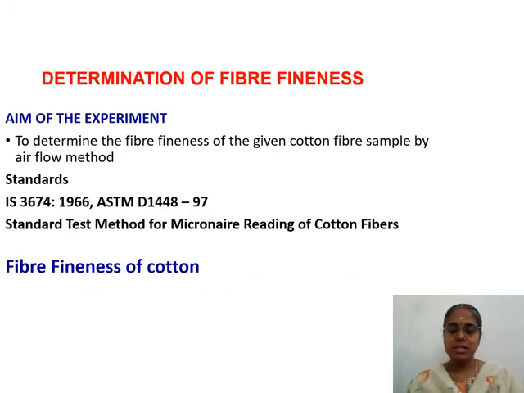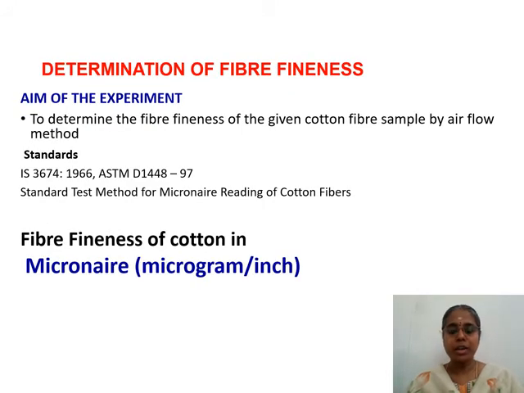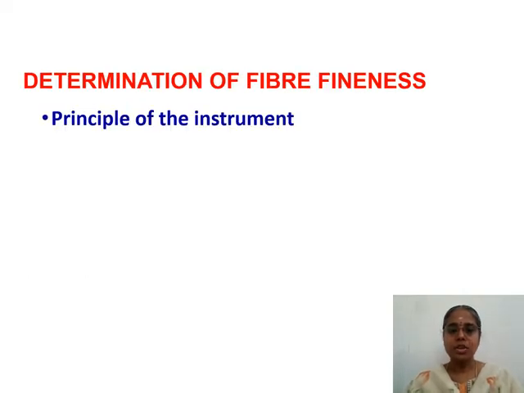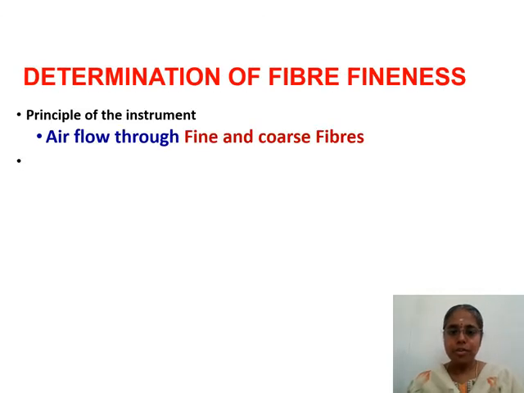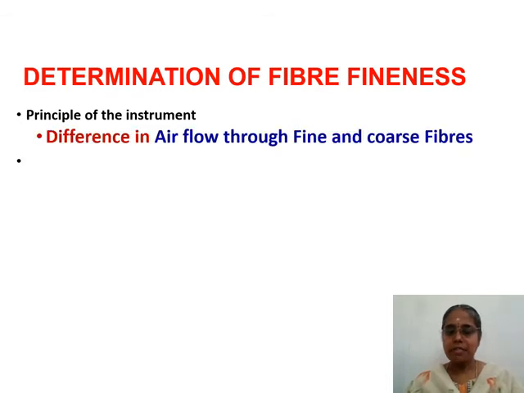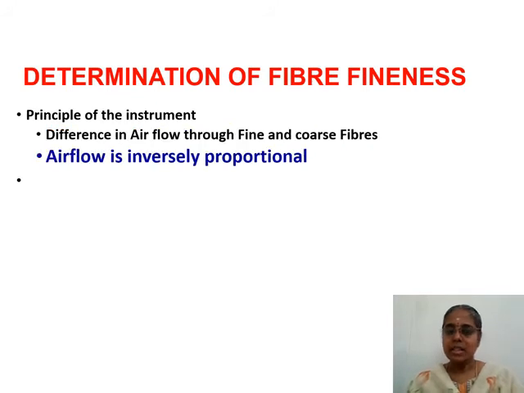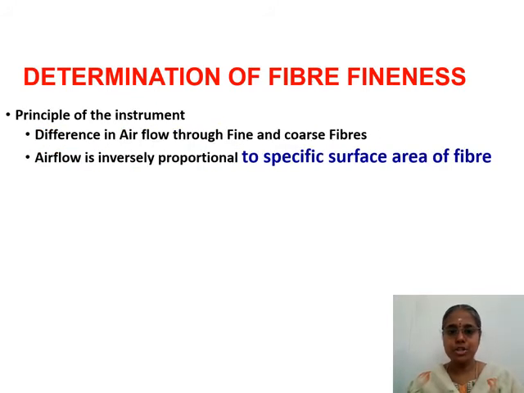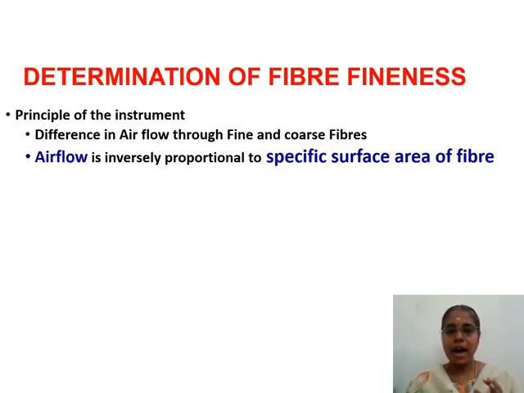So the measurement is done for determining fiber fineness of cotton fiber, and the unit is microgram per inch. Micronaire means microgram per inch. So the principle: the airflow is different for fine and coarse fibers. The difference in airflow through fine and coarse fibers is used in the measurement. The airflow is actually inversely proportional to the specific surface area of the fiber. So airflow and specific surface area of the fiber are inversely proportional.